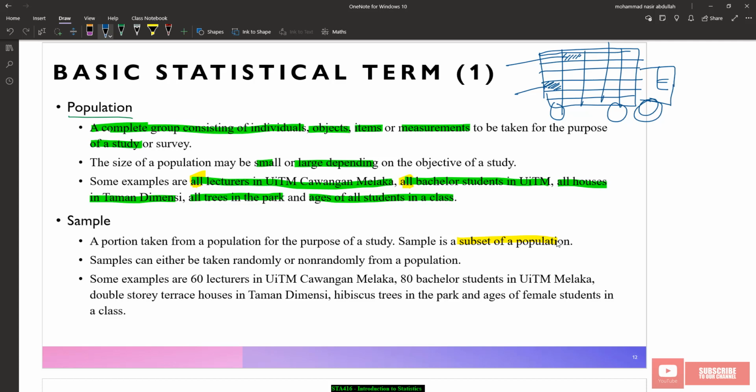So a sample can be taken either randomly or non-randomly from the population. So for example, kita nampak dekat sini, all lecturers in UiTM Cawangan Melaka. So we take 60 lecturers in UiTM Cawangan Melaka, 80 bachelor students in UiTM Melaka, double story terrace houses in Taman Dimensi, hibiscus trees in the park and so on lah. So this is the definition for sample. Right, tadi I dah ulang benda yang sama. Population consists of all members in a group. Sample means we take some portion out of the population.